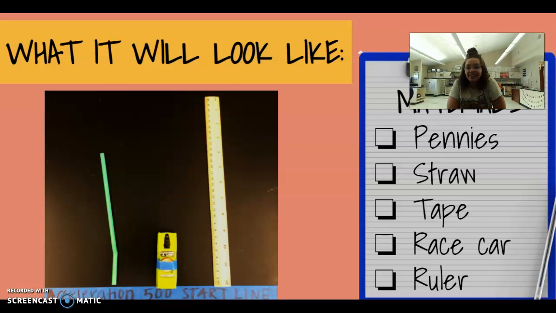So this is what your setup is going to look like, and I'll go through a demonstration in just a moment. You have your straw, you have your starting line, ruler. I've got tape around my car to hold my pennies on top. So all of these materials were in your lab kit. The only thing you need to provide is the tape.